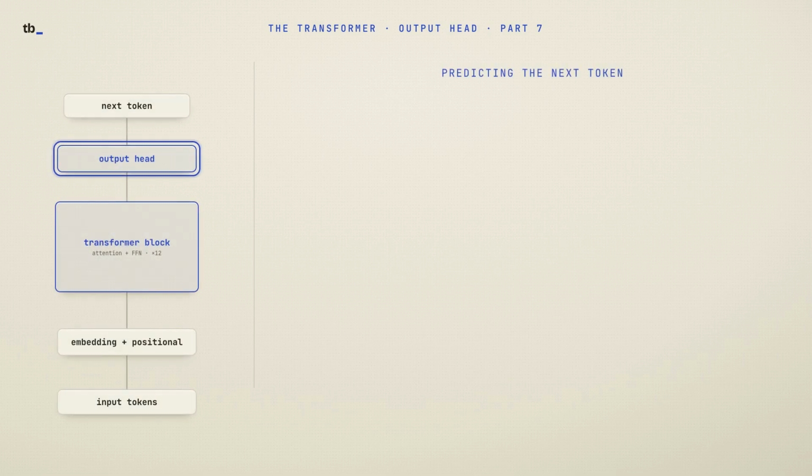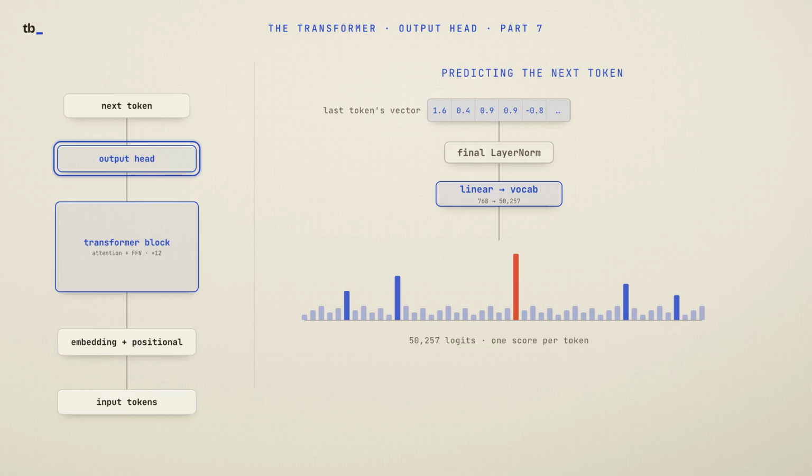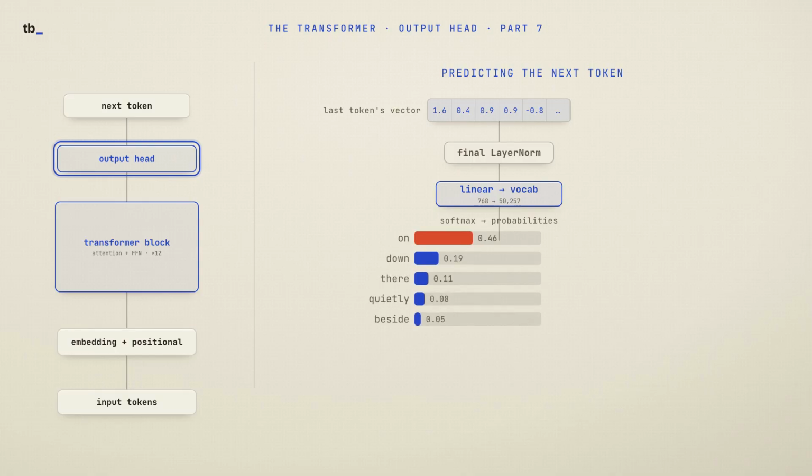After the final block, we take the vector for the last position, the model's running guess at what comes next. One more LayerNorm. Then, a single linear layer maps that vector to a score for every token in the vocabulary. 50,000 numbers, one per possible token. These are the logits. Softmax turns them into probabilities.